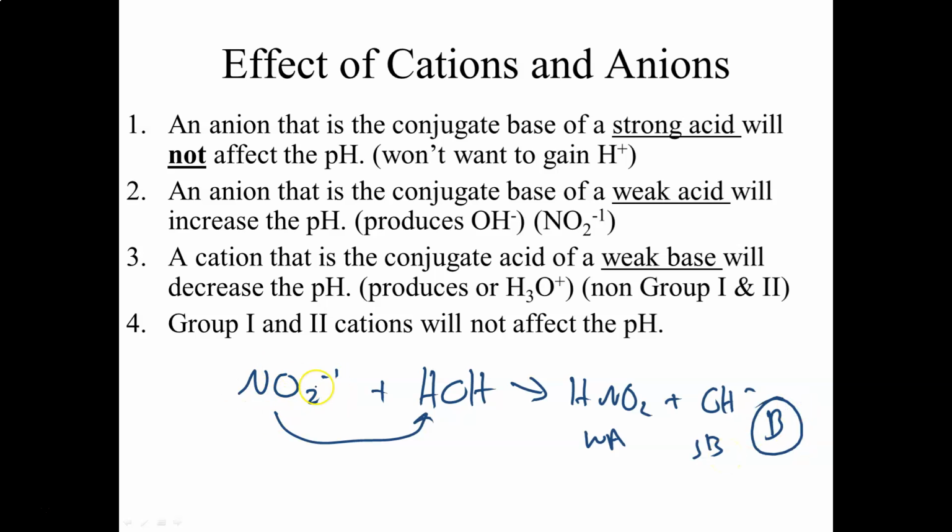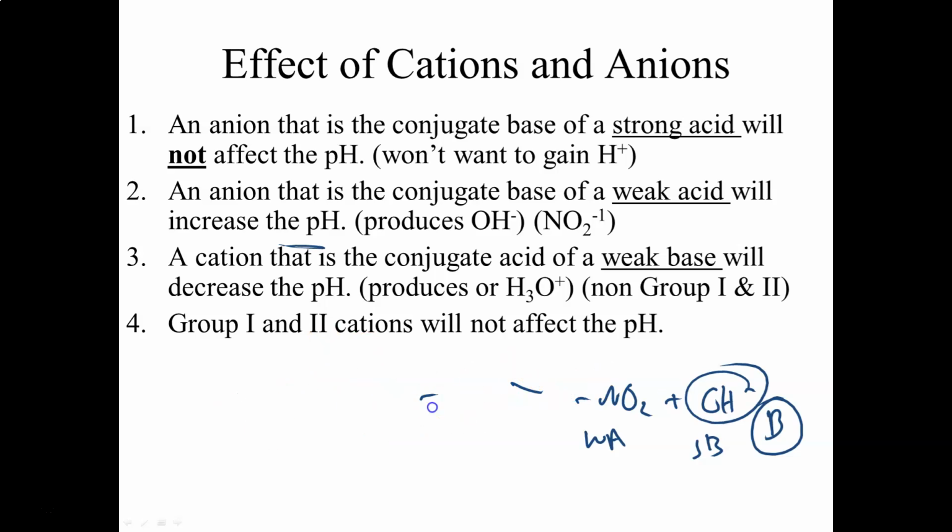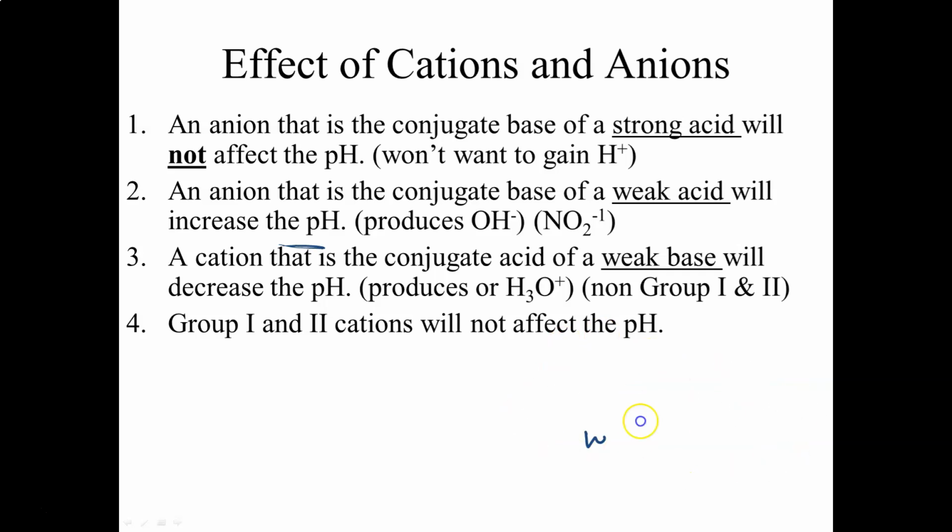So nitrite ion is a basic anion, which of course would make the pH go up, because the higher the pH, the more basic. So it says produces hydroxide. There it is. So any anion you see that is not from your strong 7 is going to be basic. It's going to produce hydroxide and increase the pH. Okay, the last two are for the cations.